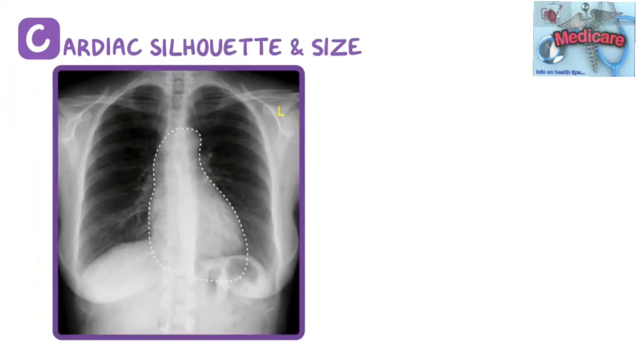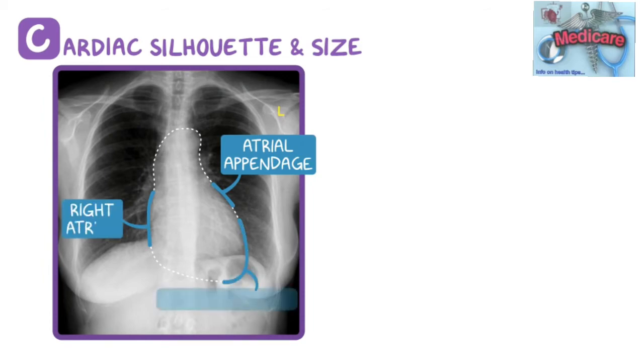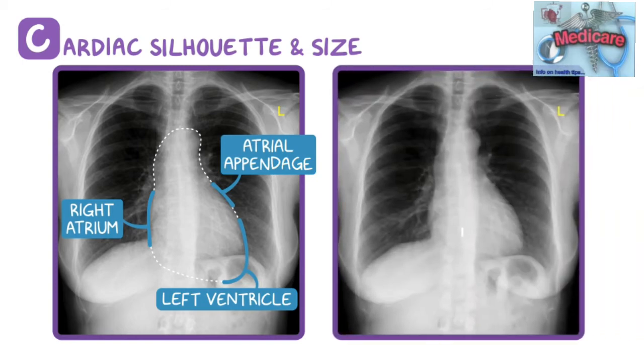C is for cardiac silhouette and size. This is the cardiac silhouette, and there's an atrial appendage, the right atrium, and the left ventricle. Remember, in chest X-rays, we define features relative to the patient, so the right atrium is on the left side of this X-ray, and the left ventricle is on the right side. Measuring across a normal heart is less than 50% of the greatest diameter of the rib cage measured from the inner portion of each rib. Any larger, and there may be cardiac pathology.